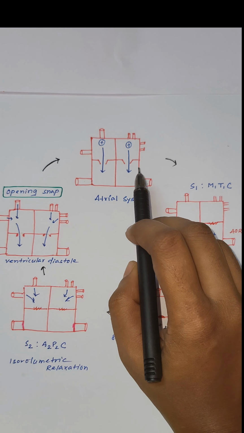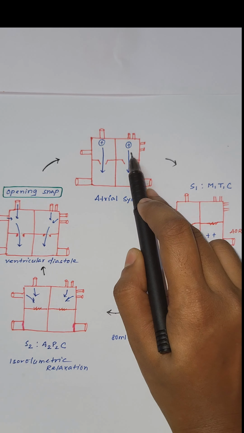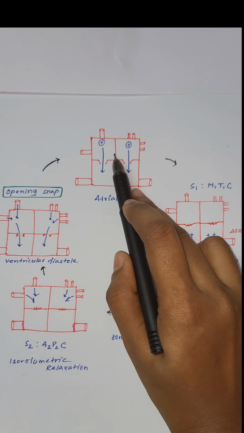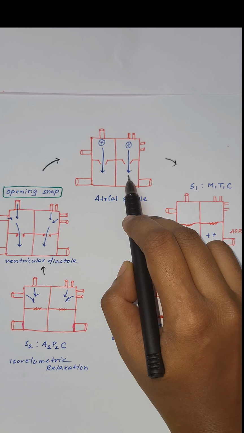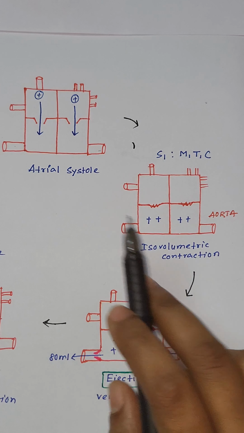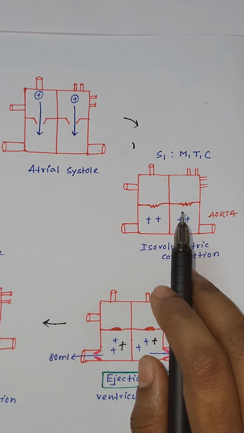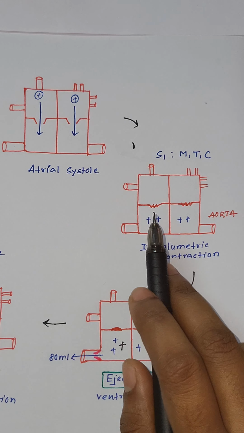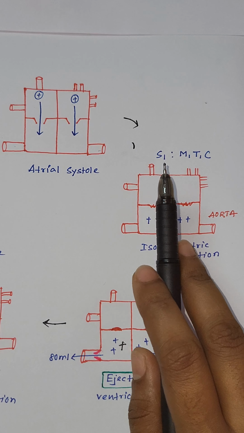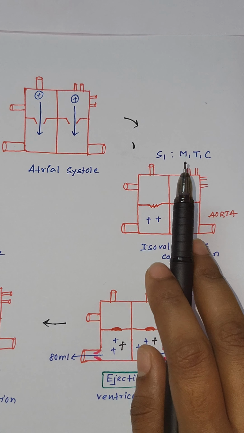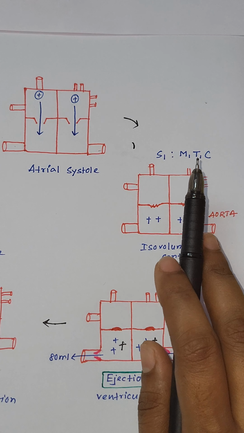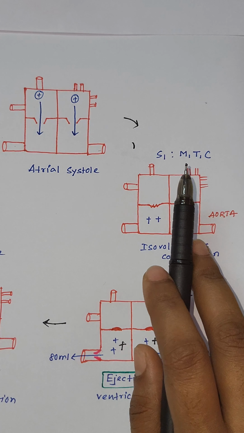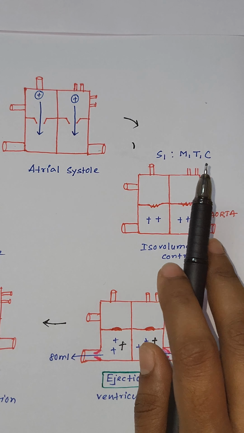So firstly there is atrial systole. So the rest of the amount of the blood in the atrium enter in the ventricles. So after the atrial systole, here the mitral and the tricuspid valve are closed and we can see the S1 sound. We can also write it like this, M1T1 closure, because mitral first and then tricuspid valve are closed. So that's why I'm writing it here like M1T1 closure.